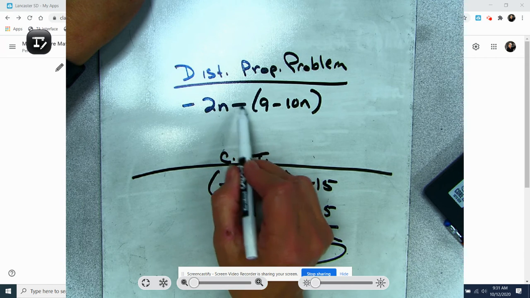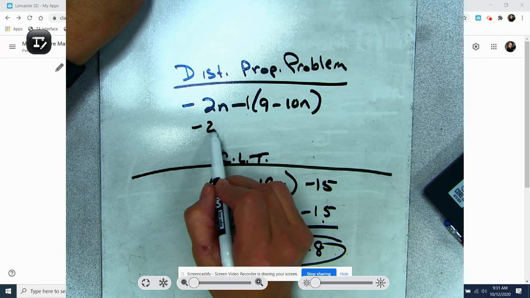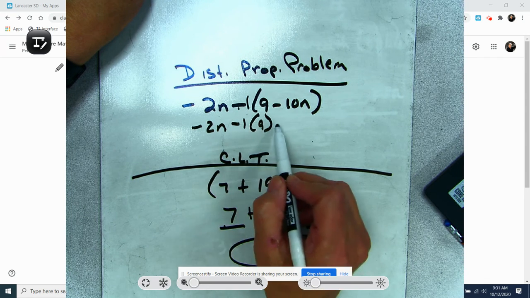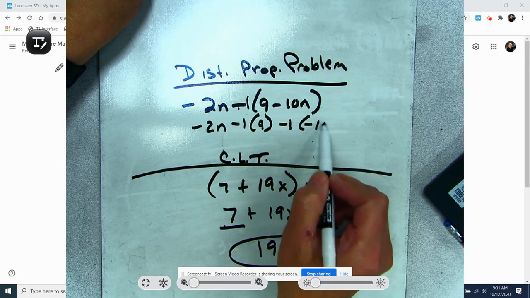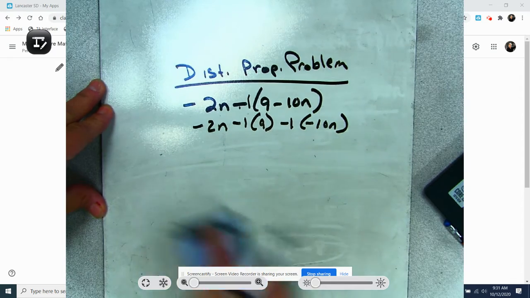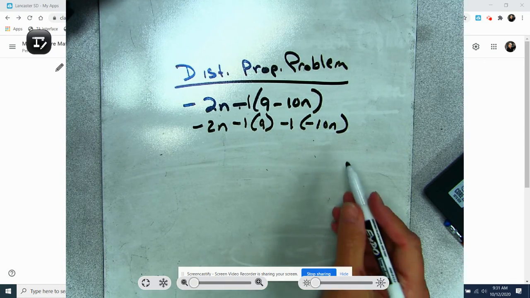The number in front of the parentheses here is negative 1. So you have to distribute the negative 1. So negative 1 times 9, and then negative 1 times negative 10n. And that's what you have to solve in order to get the answer. So the negative in front of the parentheses is actually distribute negative 1.